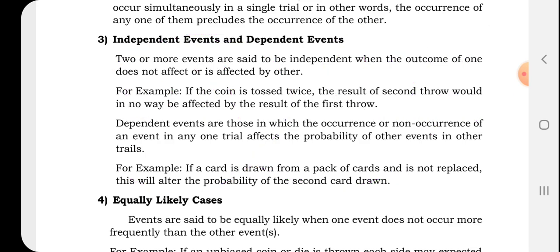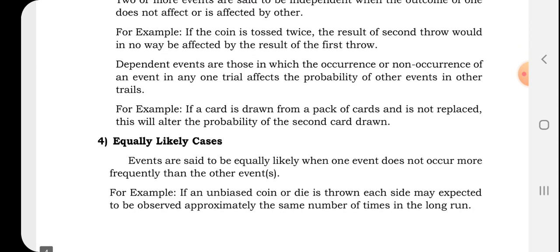For example, if the coin is tossed twice, the result of the second throw would in no way be affected by the result of the first throw. Next one is dependent events. What is dependent events? The occurrence or non-occurrence of an event because one event has already occurred is known as a dependent event. Means what? The occurrence of one event is dependent on the occurrence of the other event.